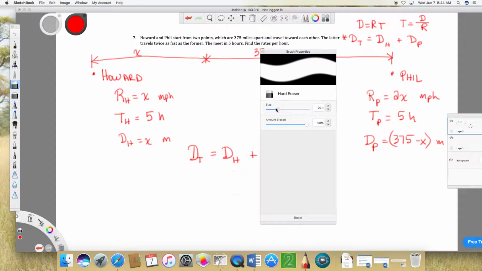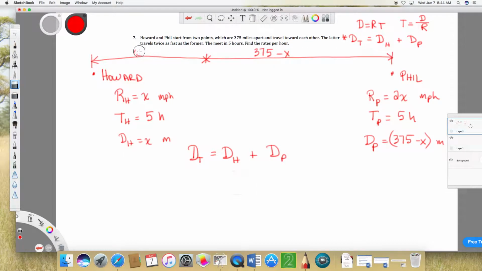Well, instead of using x for a distance, I'm going to use d. So I'm going to say that Howard traveled a distance d, therefore Phil traveled 375 minus d. And that means I'm going to have to call this d, and over here call this 375 minus d. It's a type of mistake that it's good that we noticed it now. It's not going to mess us up that drastically.